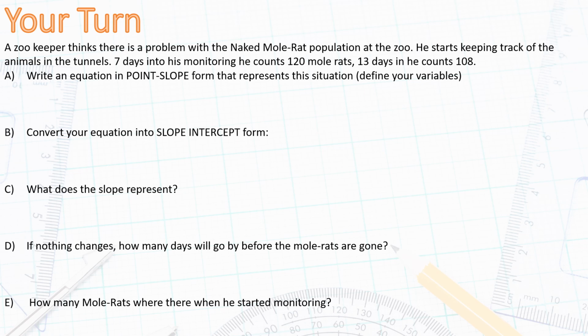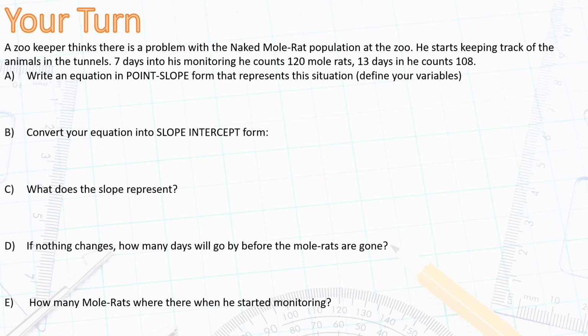Okay, so we got the second one. This is going to be your turn, so you're going to try this one out. Zookeeper thinks there's a problem with the naked mole rat population at the zoo, starts keeping track of the animals in the tunnels. 7 days into his monitoring, he counts 120 mole rats. 13 days in, he counts 108. So it's just like the last one. You've got two different points in time and their values that go with it. So x being time, y being the naked mole rat population number. Pause the video, try it out, come back and see how you did.